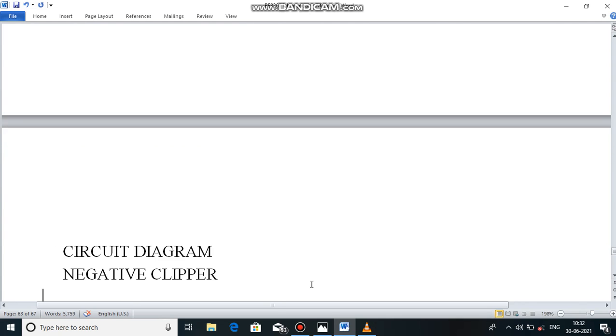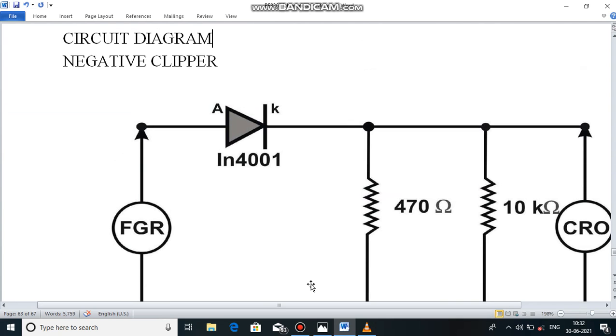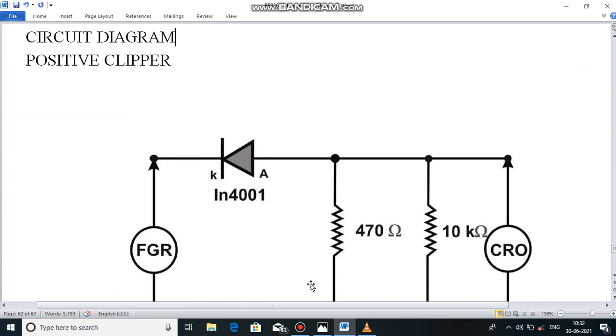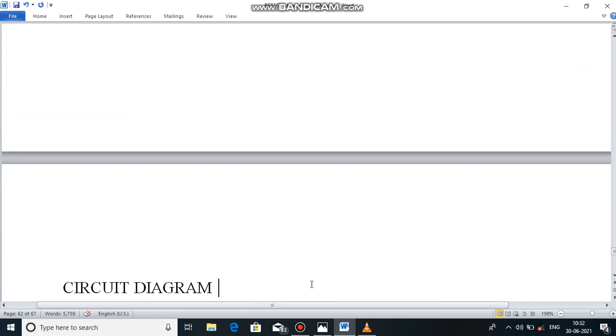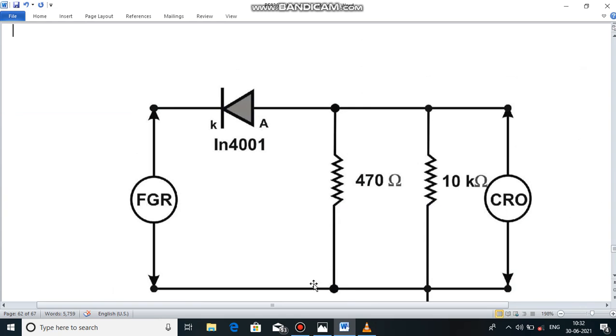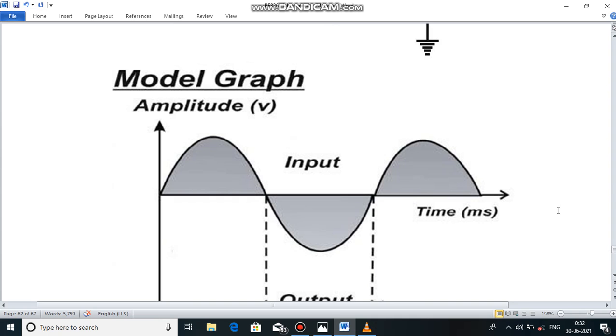This is the circuit diagram for the positive clipper. Here we have the function generator and here we are placing a diode, and then we have two resistances, that is 470 ohm and 10 kilo ohm, and next we are going to observe the signals by using the CRO. So this is the positive clipper circuit and this is the model graph.